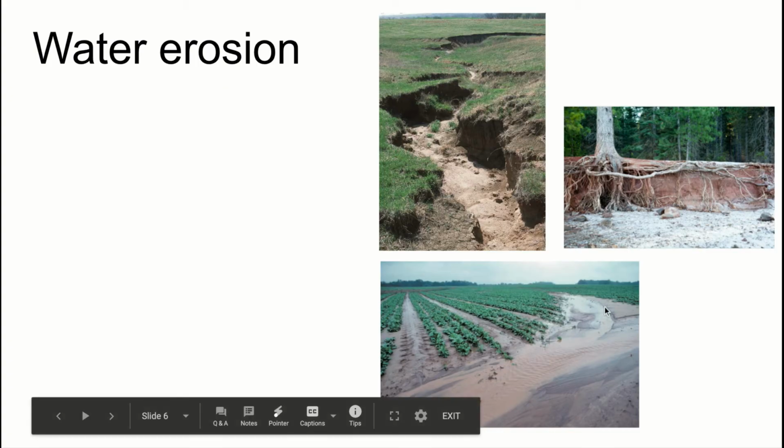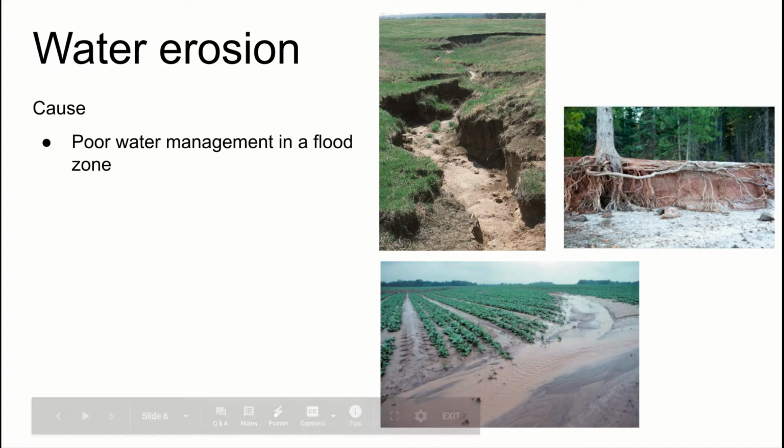And here you can see a flood event that is likely to cause water erosion. And you can kind of see it in action. You can see how this flood is like washing away some of this topsoil right here. So what's the cause of water erosion? Poor water management in a flood zone. If we've got water running over our agricultural fields, we have done something wrong.